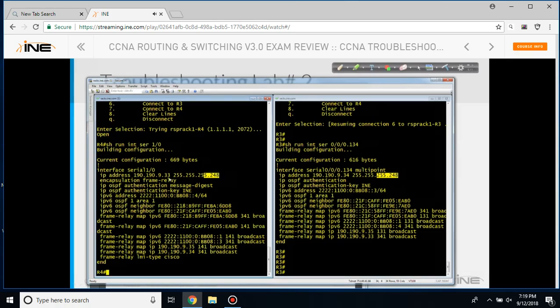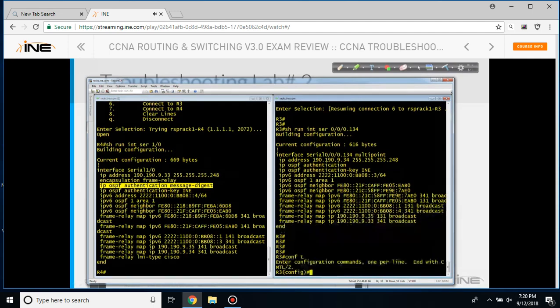I think I spot a problem here. IP OSPF authentication message-digest. They're doing authentication, but it's mismatched. One side is doing message digest MD5 authentication. The other side is doing plain text authentication. They're not going to form a neighbor relationship if that's the case. So we know from the Monster Lab that they were both supposed to be doing message digest.